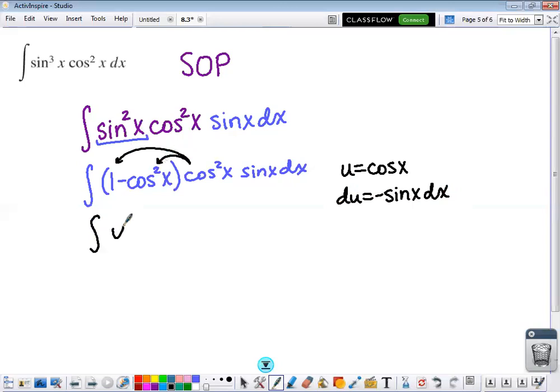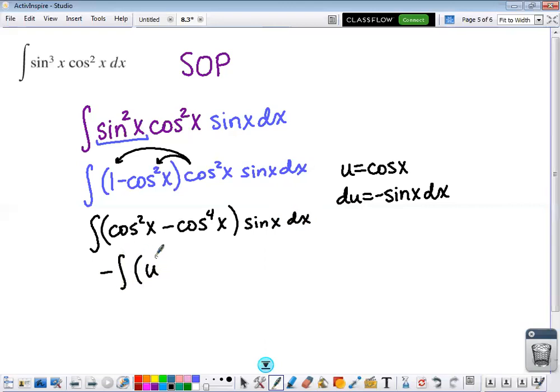So that's going to be, I didn't mean to put u there. That's the next step. So the integral of cosine squared x minus cosine to the 4th x. Here again, you don't have to do that. You can actually do 1 minus u squared and do it that way, like I did that last problem. Okay, so we're going to need a negative integral u squared minus u to the 4th du.